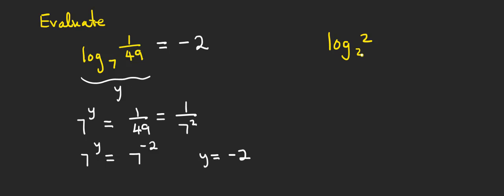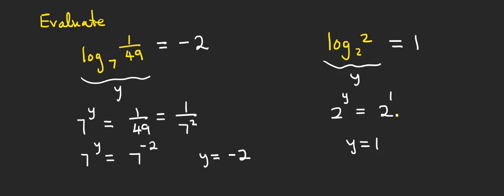Now what about log base 2 of 2? Again, let's represent this whole thing as y. So base is 2. So 2 to the power of y, because y is an exponent, is equal to 2. Now what's the exponent here? It's invisible, so it's 1. Now you have the same base of 2. So in order for this to equal each other, that means y is equal to 1. Therefore, this whole thing is equal to 1.